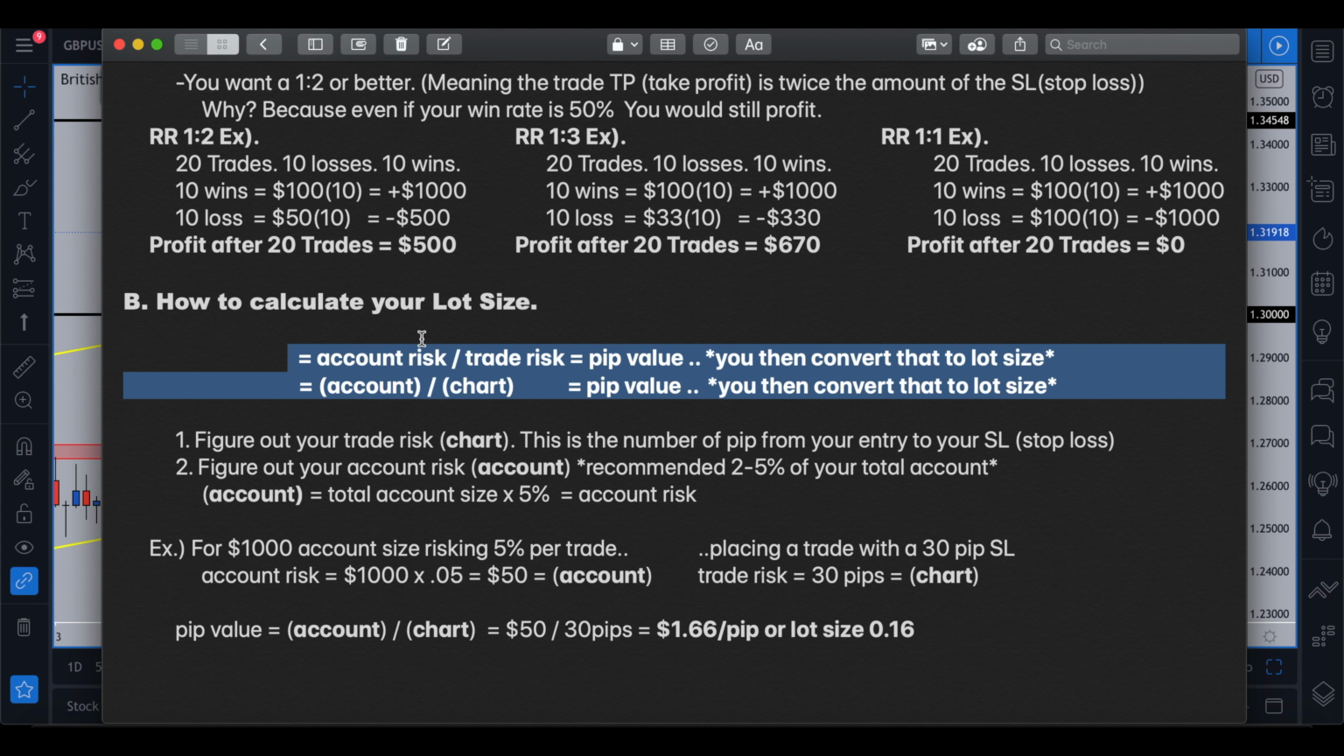So you're going to go with your account risk divided by your trade risk, and that's going to give you your pip value. And then you convert that to your lot size. That's an easy step too. So in this simple form, I just tell myself account divided by chart is going to equal my pip value.